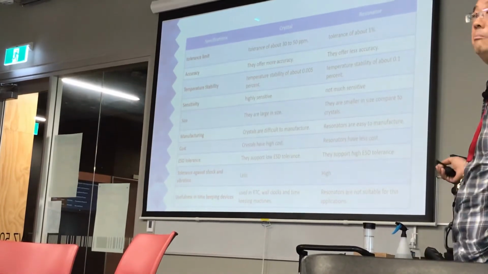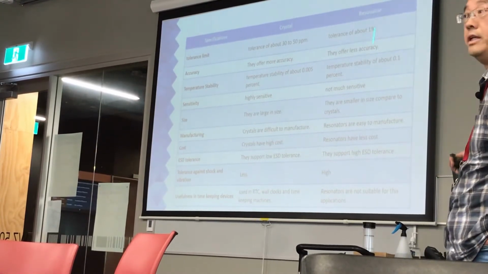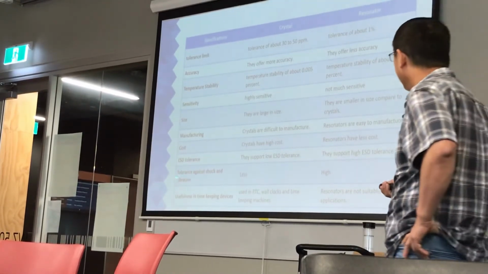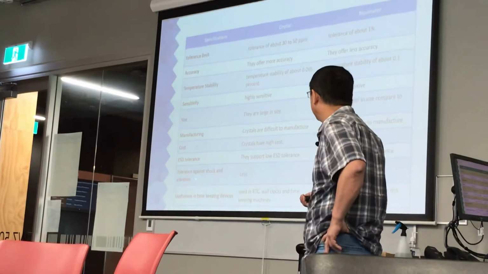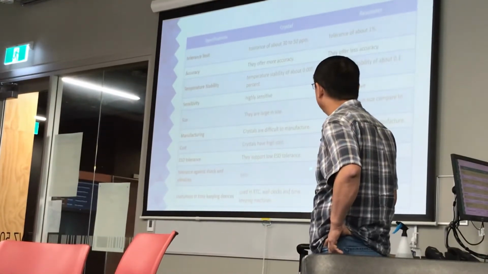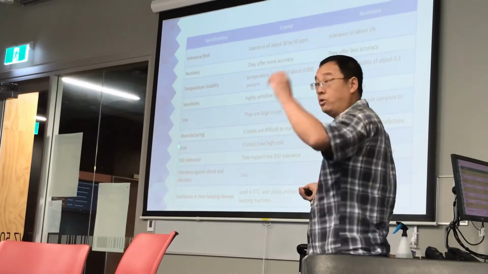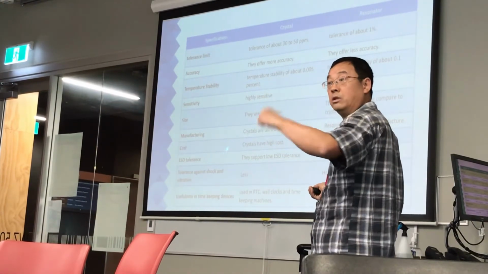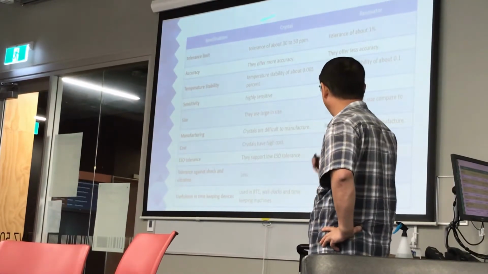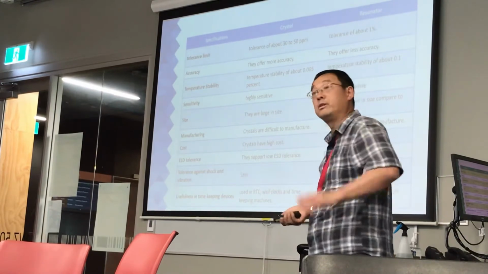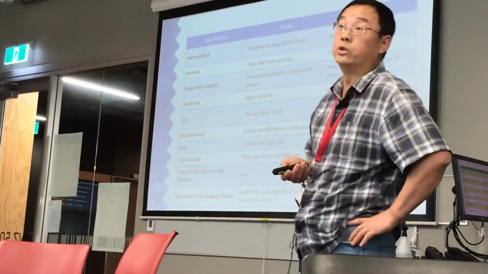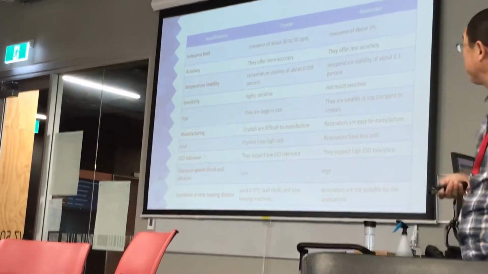I have this chart about the difference between the crystal and the resonator. If you're interested, you can read it. You can see the tolerance is very low for a crystal. The resonator's tolerance is high. That means when they get shocked, it depends on which area you're going to use your PCB in. If you go through these things, you can decide what sort of clock resource you need for your microcontroller system.